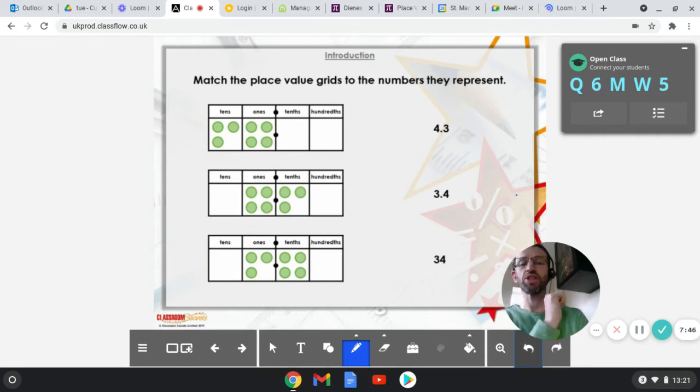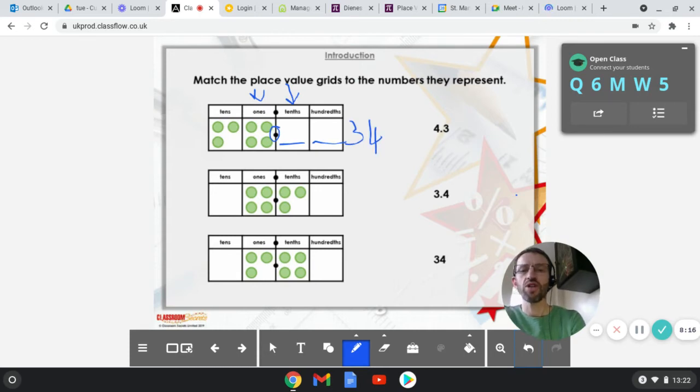So I'm going to read the top one, and it says here, tens I've got 3, ones I've got 4. I've got no tenths and I've got no hundredths. And remember, here is my decimal point. It's always there in between the ones and the tenths. So I've got 3 tens, which is 30, and 4 ones. So I think this is 34.